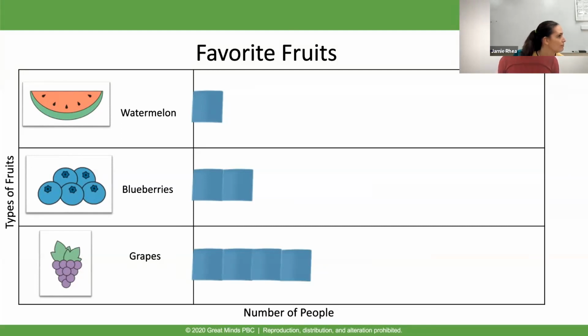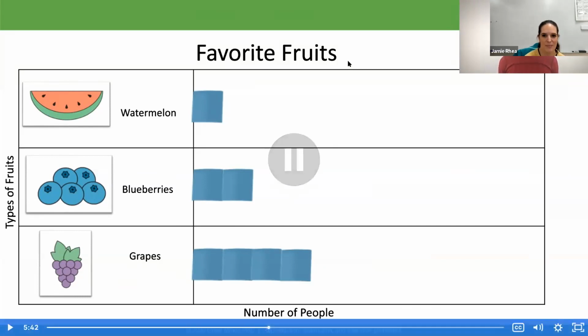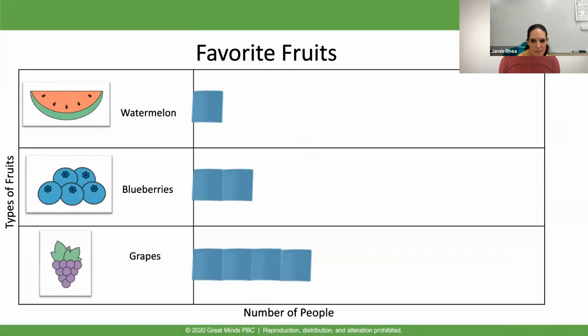I heard some people say that they just looked at the sticky notes. They knew that the longer strip of sticky notes... Hold on, guys, just a second, please. I apologize, friends. I had somebody come in the room. So let's go ahead and get this over with.